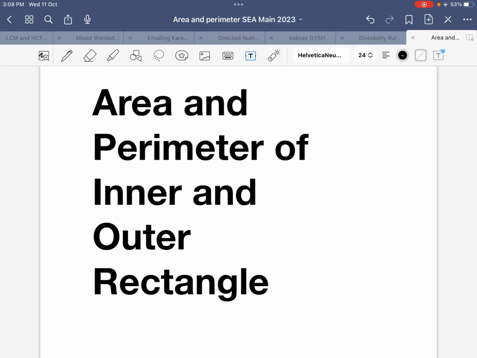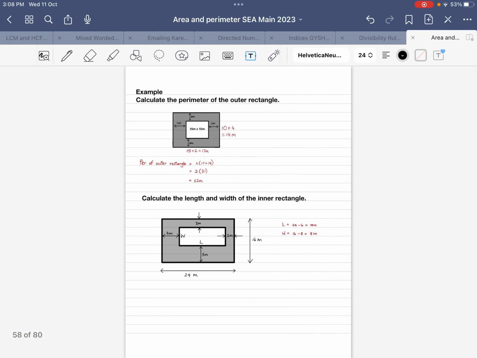Area and perimeter of inner and outer rectangles. So these would be for questions such as a pond, a fence around a pond, a pool, and those kind of questions. So let's take a look at 2 examples.